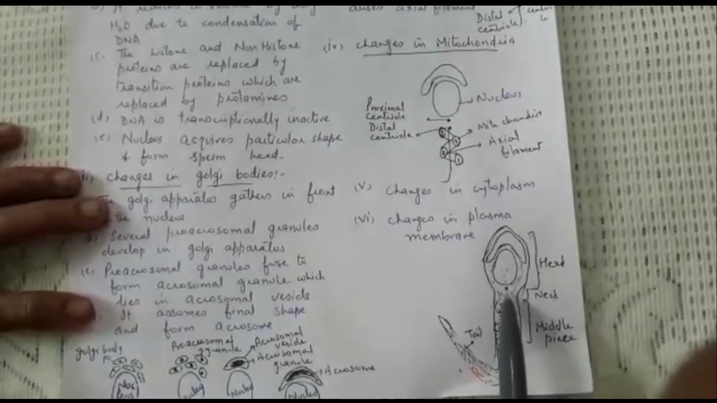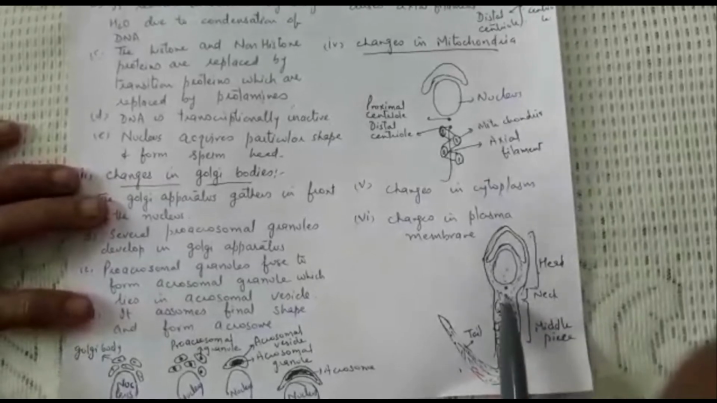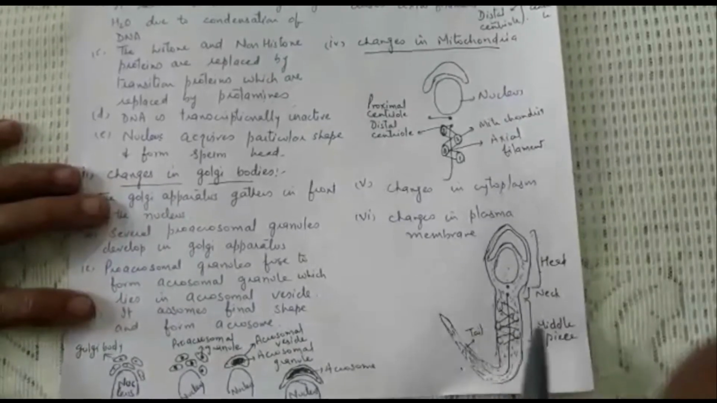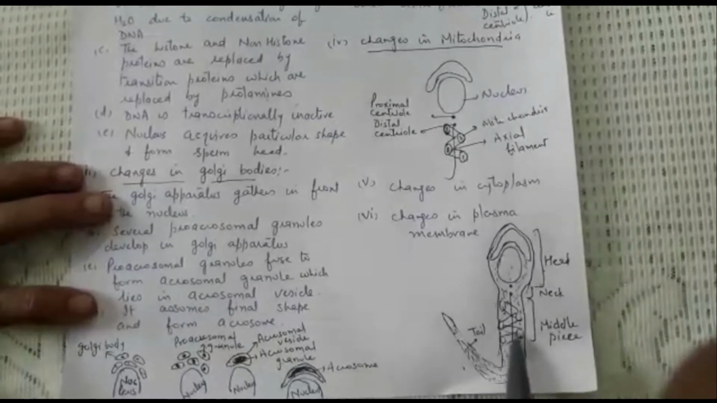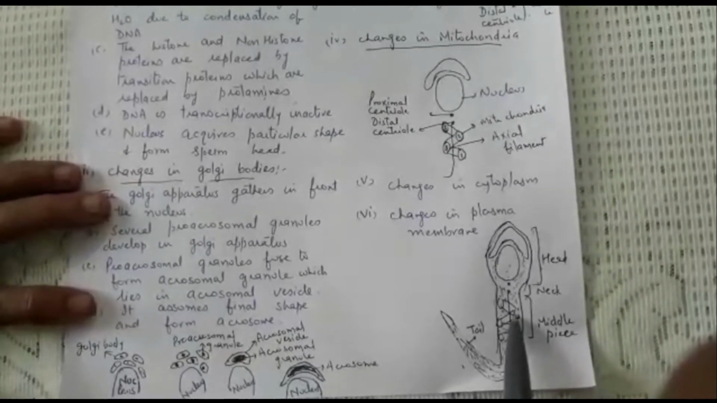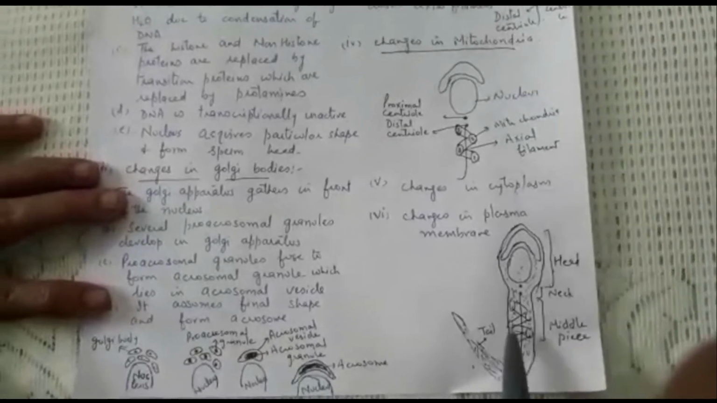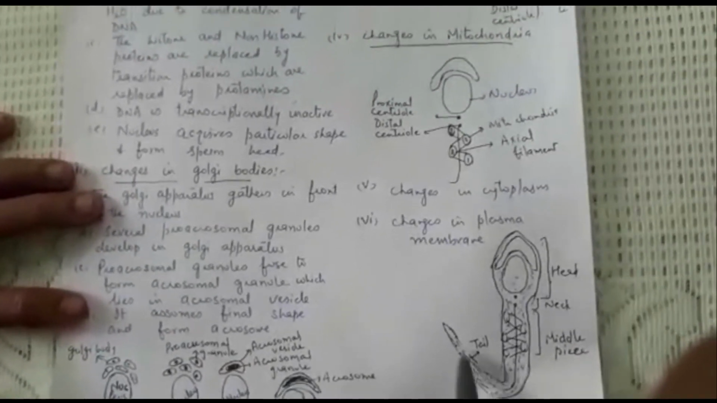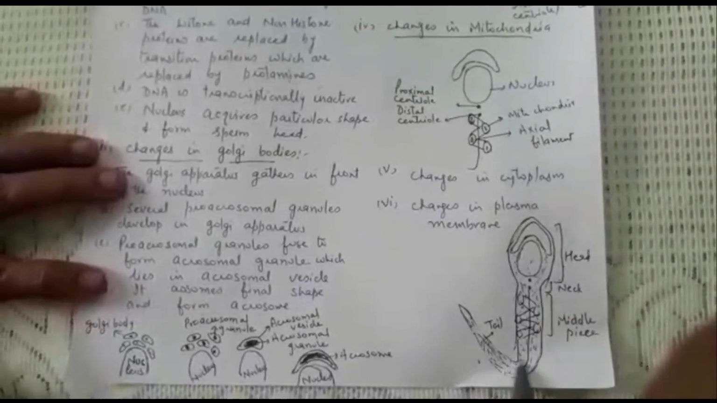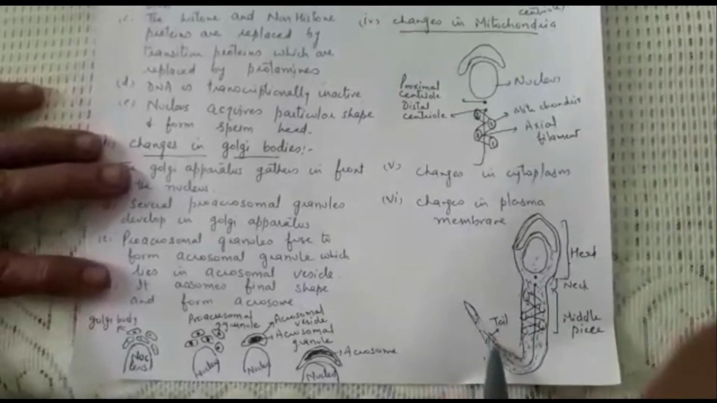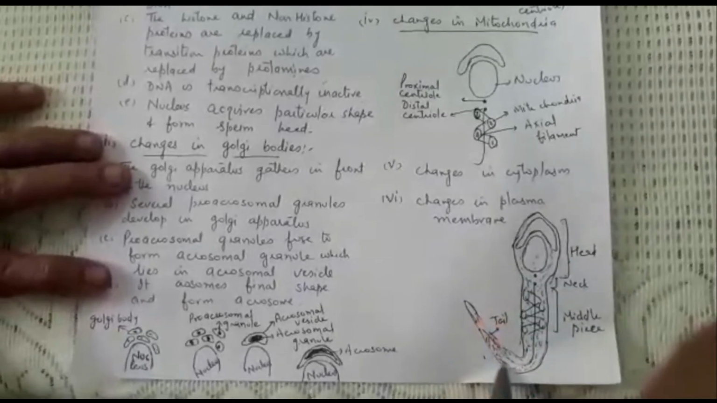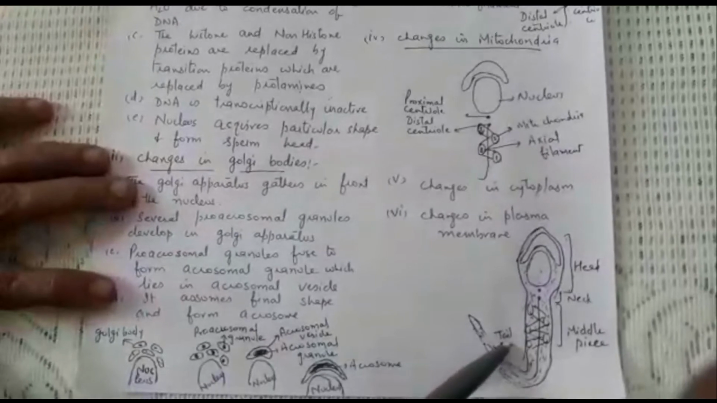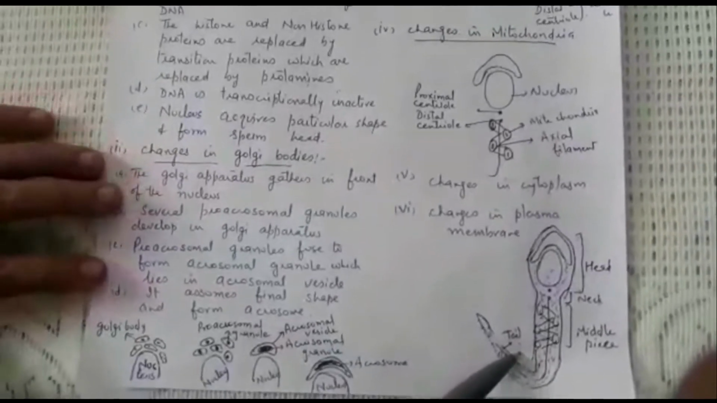Then 2 centrioles lying one behind the other form the neck part. From the distal centriole arises the axial filament. In the middle piece there are mitochondria, which are few in number, but large in size, and they are spirally arranged around the axial filament. Then around the different parts of sperm there is a thin sheath of cytoplasm covered by plasma membrane. So with all these changes, spermatid changes into sperm. So this is how spermatogenesis takes place.